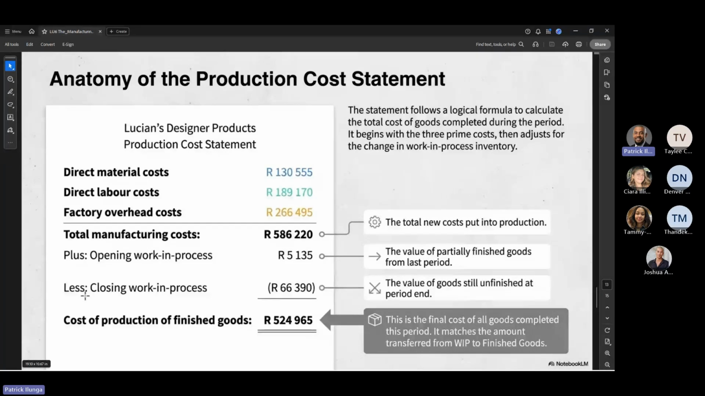Why do you minus the closing balance? Oh gosh, if you can answer that question, I'll feel so good. Why do you minus the closing balance? Guys, are you there?